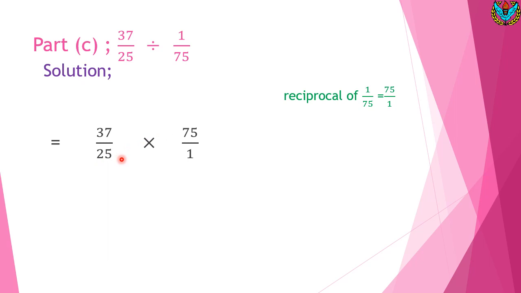We will divide this 25 by 25 and we will get 1. Divide this 75 by 25 and we will get 3. Now multiply 37 and 3, 1 and 1. What do we get? 37 multiplied by 3, we get 111. 1 into 1 is 1, and we can write this as 111, our required answer.